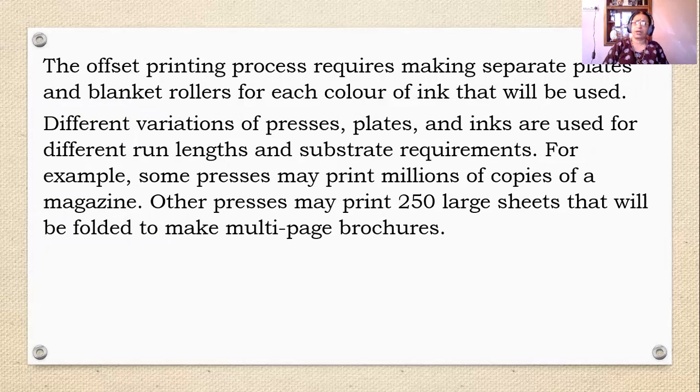The offset printing process requires making separate plates and blanket rollers for each color of ink that will be used. Different variations of presses, plates, and inks are used for different run lengths and substrate requirements. For example, some presses may print millions of copies of a magazine. Other presses may print 250 large sheets that will be folded to make multi-page brochures.